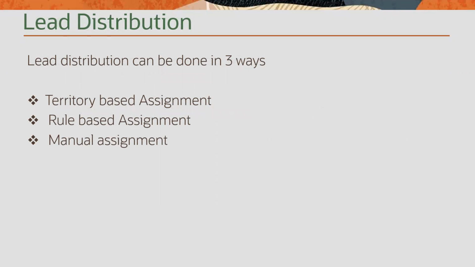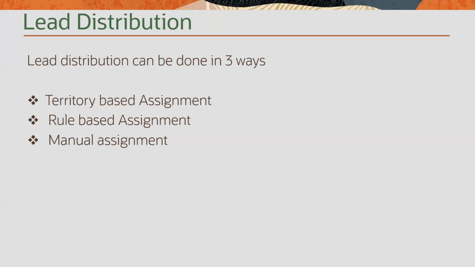Okay, then lead distribution. As I said, we can do lead distribution in multiple ways. The first one is manual assignment. Manually, we can open a particular lead and change the owner field, so that it is assigned to that person. Or if we want to assign to a team, we have a team sub tab in most of the objects. We can add a team member, so that they will get access to this particular lead.